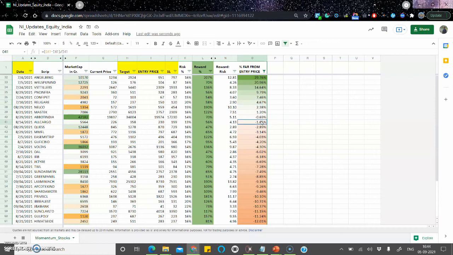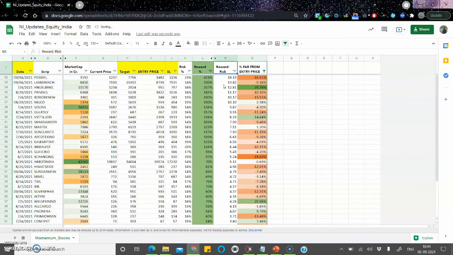And if you want to find stocks to enter, you can just look at those stocks which are near the breakout zones. That means from 0 to maybe minus 10%, you can keep these stocks in your watch list and watch over the whole week. You can also sort it by reward to risk ratio to find which stocks have a very high reward to risk, and then enter those stocks which are breaking out.